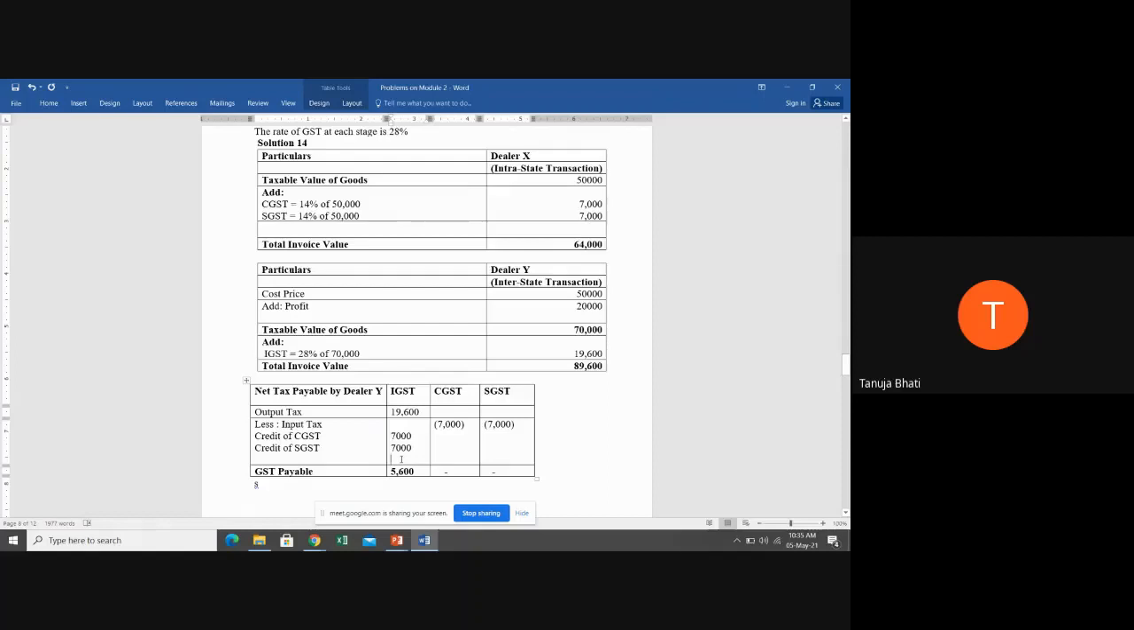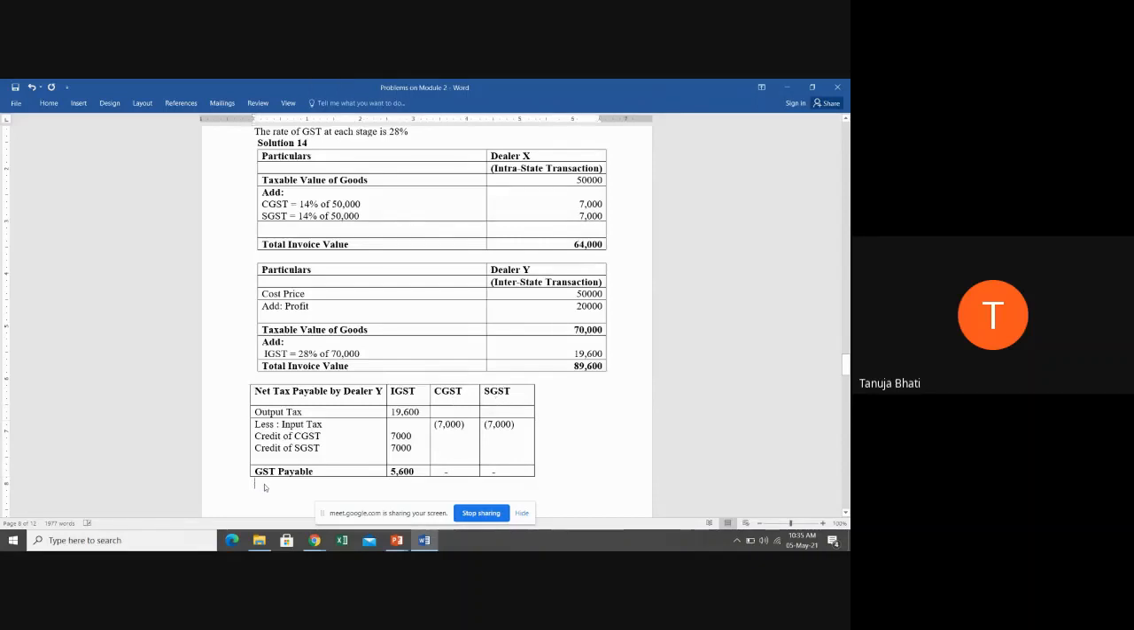So 19,600 is the output tax minus input tax 7,000 minus 7,000, which comes to 5,600, the GST payable by dealer Y under the head of IGST. And here the output tax is 0, 0. The credit also is already utilized under IGST here. Therefore, the carry forward input tax credit will be 0, 0 under the head CGST and SGST.